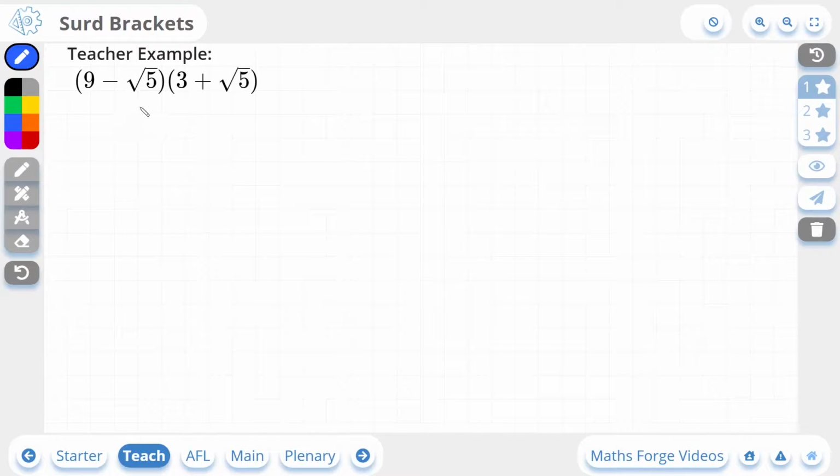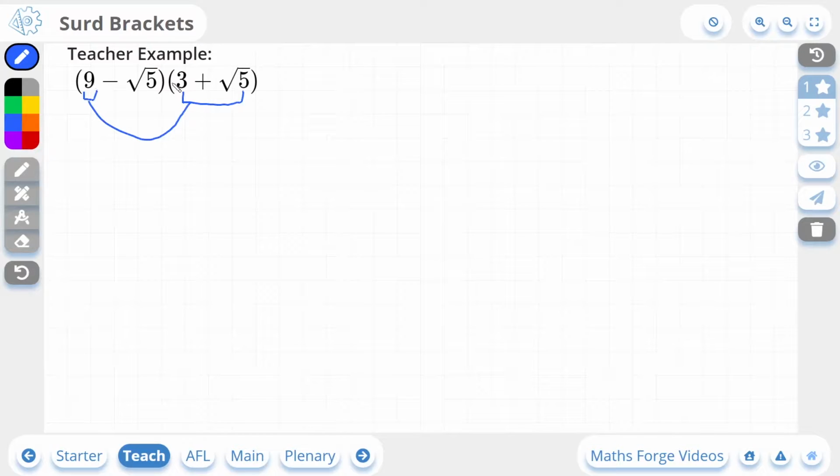Here we're being asked to multiply 9 minus root 5 by 3 plus root 5. The operation that's taking place between these two brackets is multiplication. So the first thing you want to do is take the first term of the first bracket, this 9 here, and you want to multiply this onto every term in the second bracket.